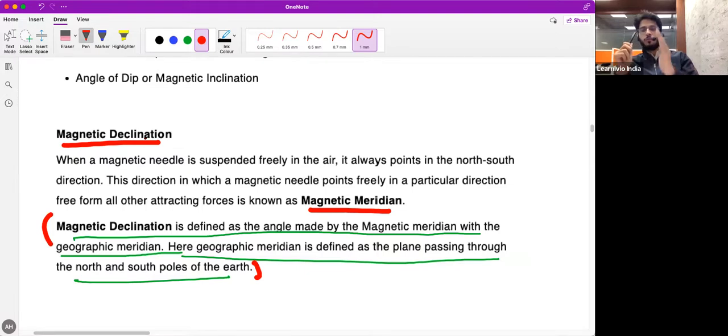Tell me one thing, where will your compass needle point? Does it point towards the geographic north or towards the magnetic north? Magnetic north. It points towards the magnetic north, and magnetic north and geographic north are not at the same point. So there is an error between the north which your compass needle shows and the actual north.